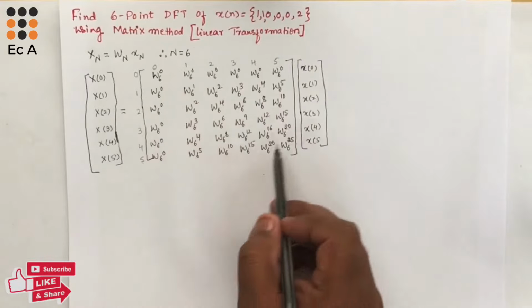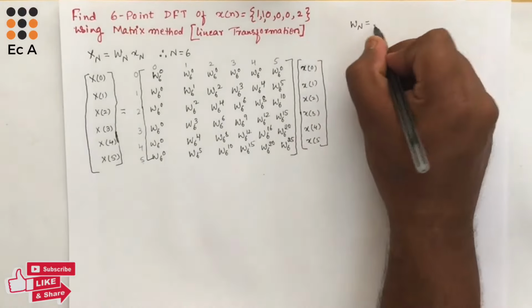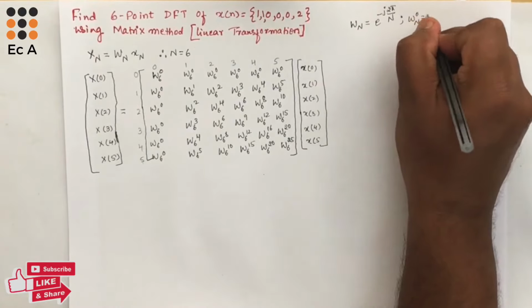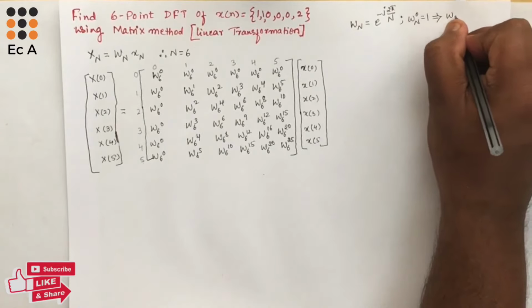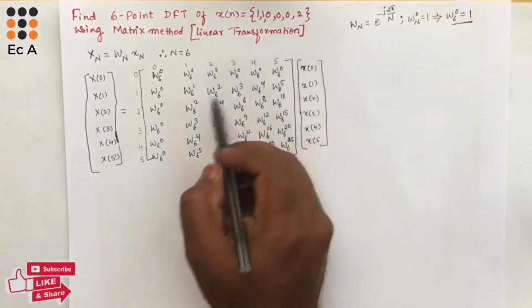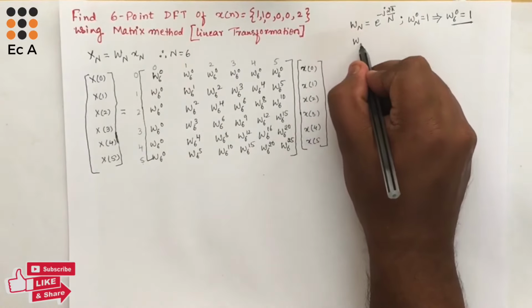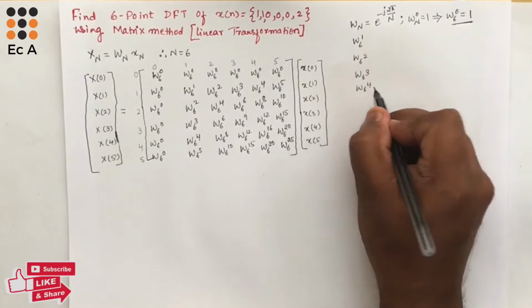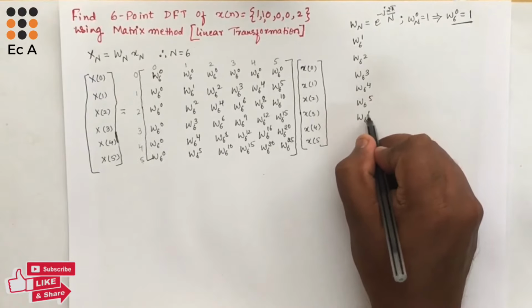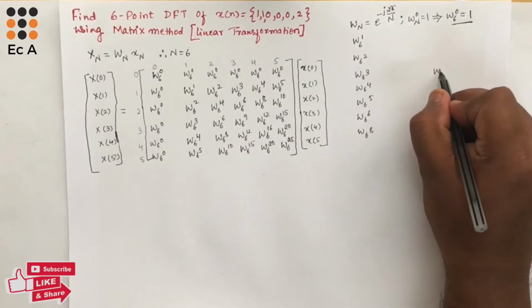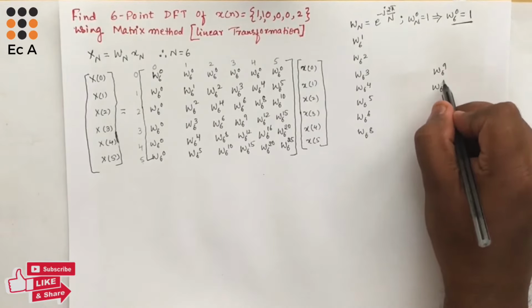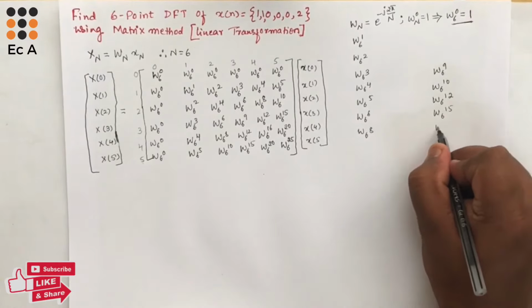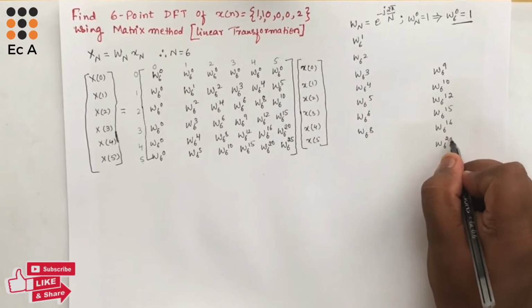Now we need to substitute the values for all these Twiddle factors. We know WN can be given as e to the power of minus j 2 pi by N. Also, we know that WN to the power of 0 is equal to 1. So from this analysis, we can say W6 to the power of 0 will also be equal to 1. Now we need to find different Twiddle factor values like W6 to the power of 1, 2, 3, 4, 5, 6, 8, 9, 10, 12, 15, 16, 20 and 25.